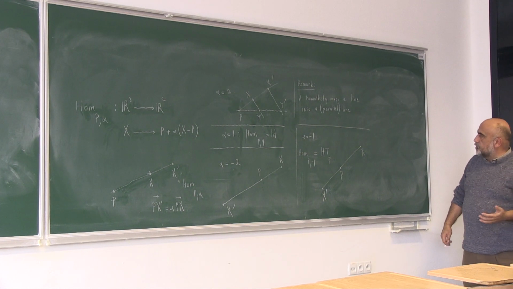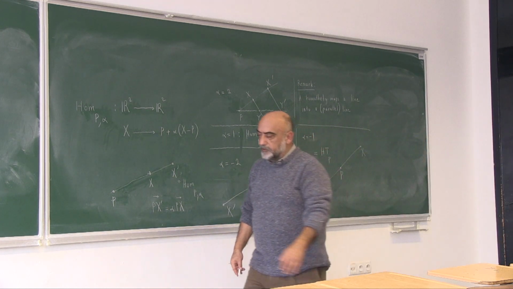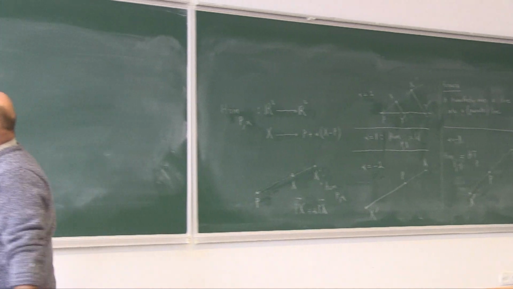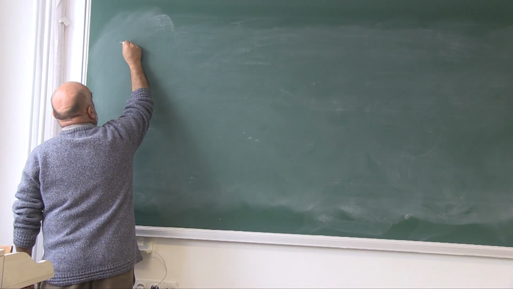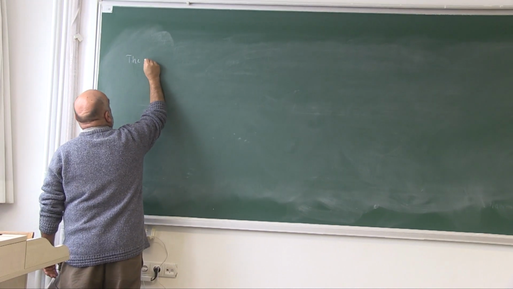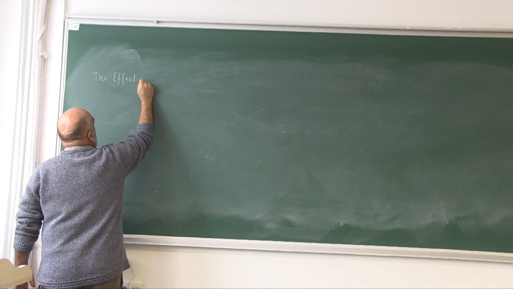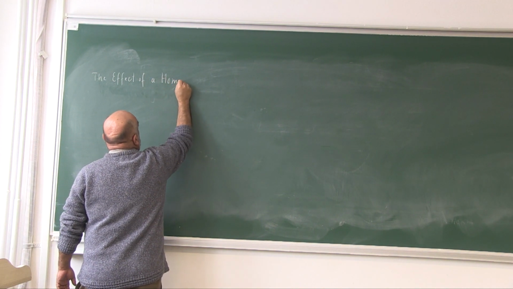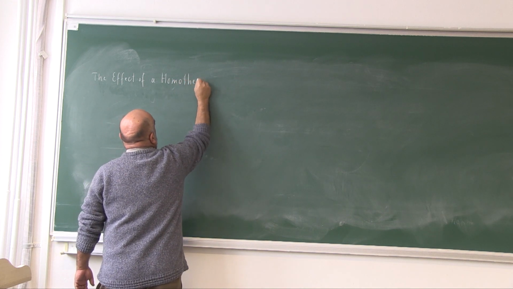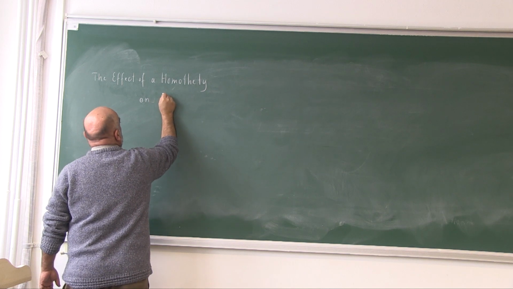Okay, so the natural question to ask: what happens? So that's my today's lecture. What happens to a circle under a homothety? Okay, so the effect of a homothety on circles.